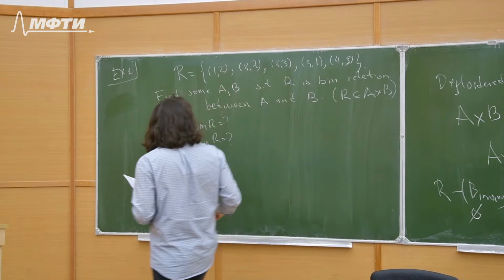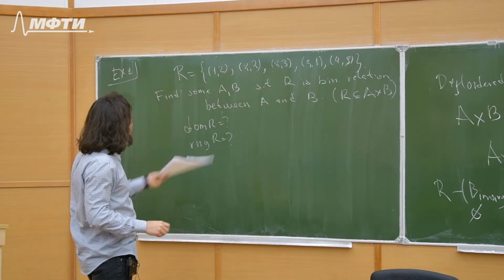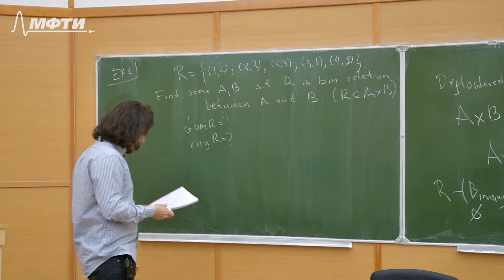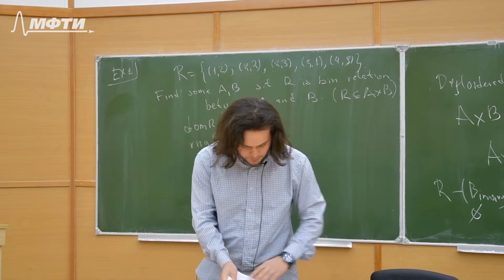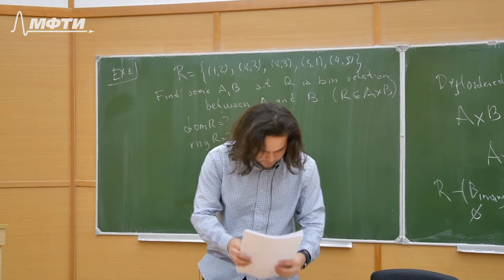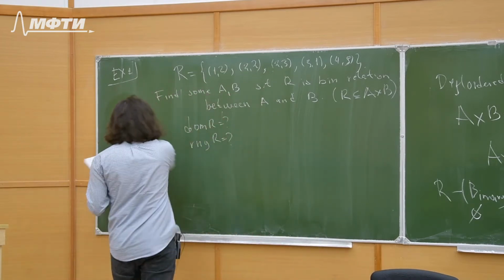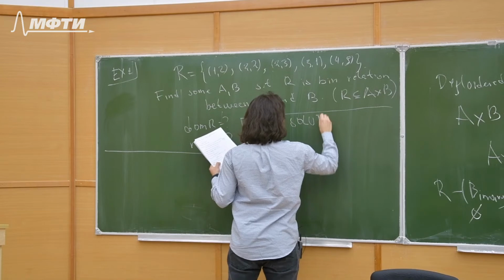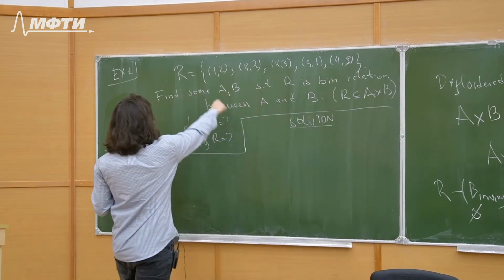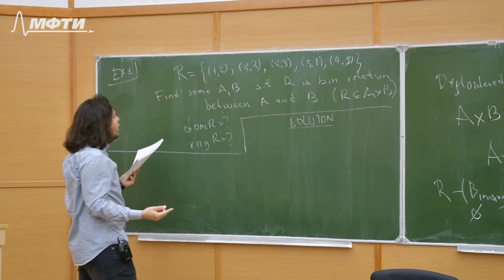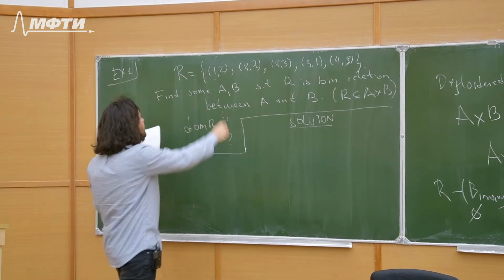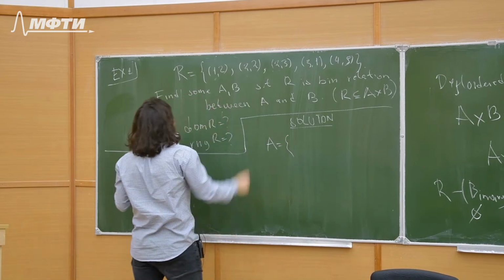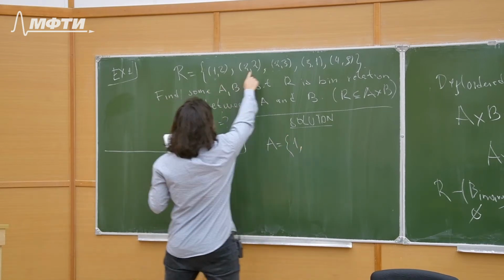First of all, let me find some A and B. There can be many options here. We're going to find just one of them, the simplest one that we can think of. So here is the solution. All we have to do is look at the first element in each ordered pair, and this can be A. So 1, 2, 3, and 4.